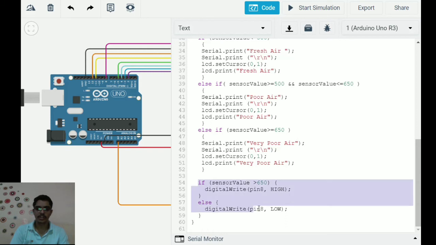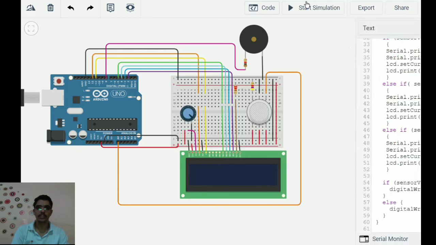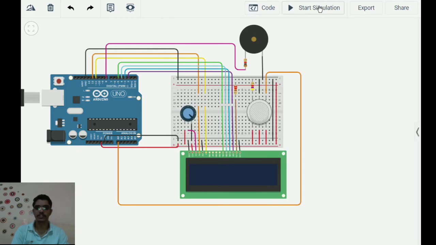Also, these are the lines which will control the alarm system. If the sensor level is greater than 650, then the alarm system will go off, otherwise it will remain off. So let's start the simulation.